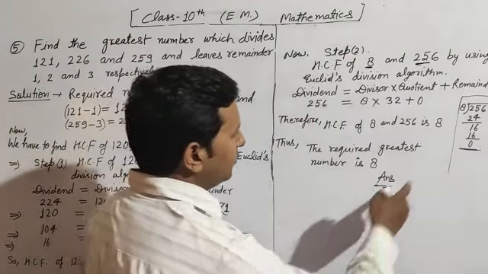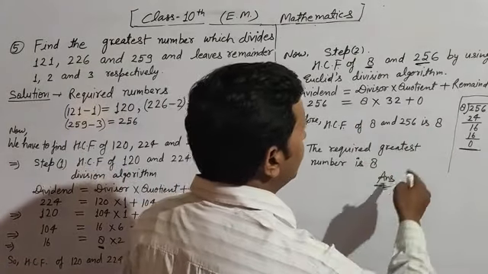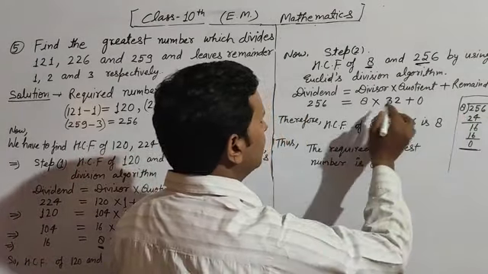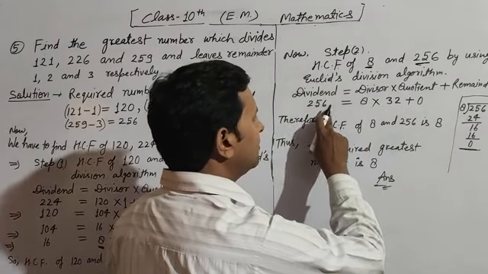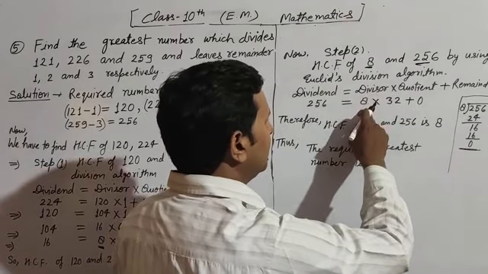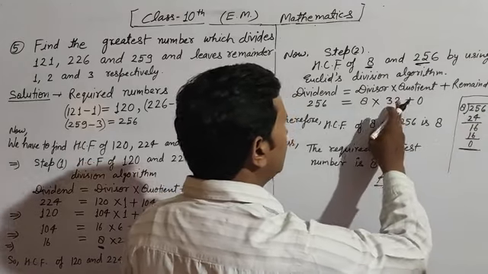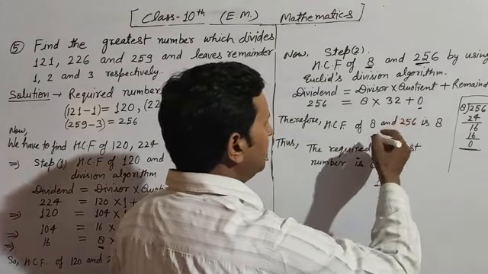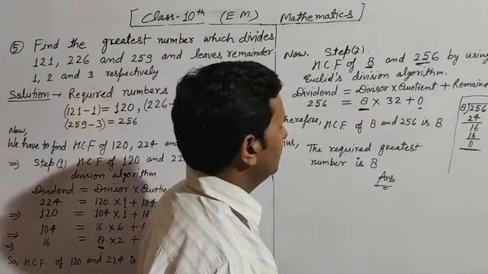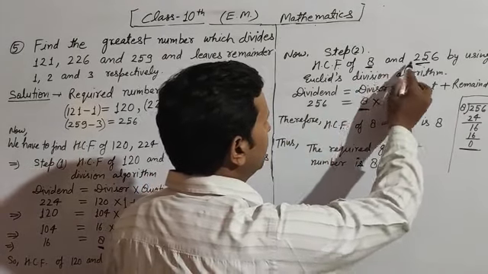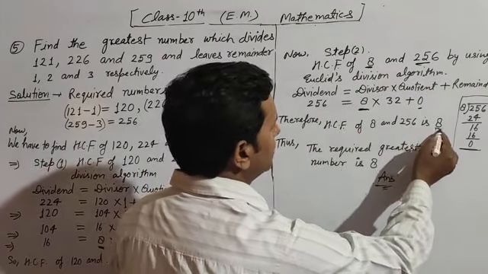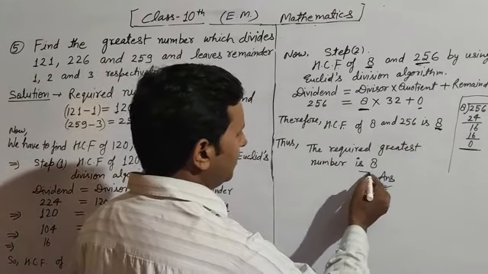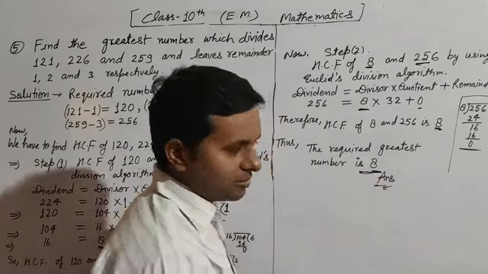It means when we get remainder 0, then we can say divisor will be HCF. So we can put these values in the formula. Dividend was 256. Divisor is already given, 8. Now we find here 32 is quotient and 0 is remainder. When we get remainder as 0, then divisor will be HCF. Now we can say for these two numbers HCF is 8. So in the whole question, the required number, means the greatest number, will be 8. So our answer is 8.